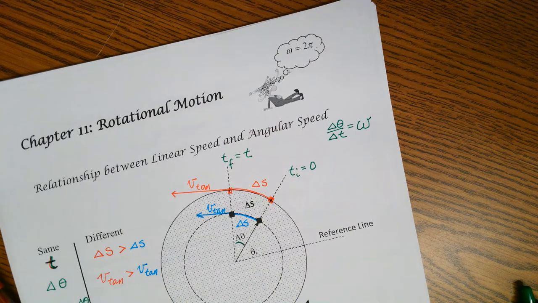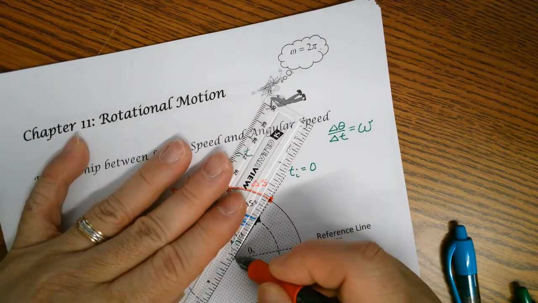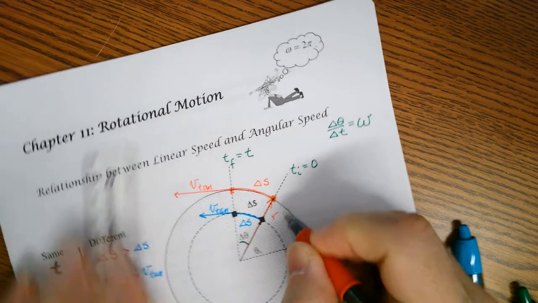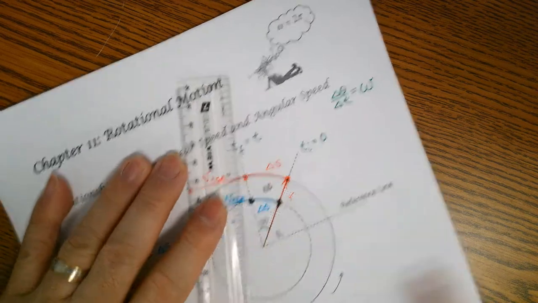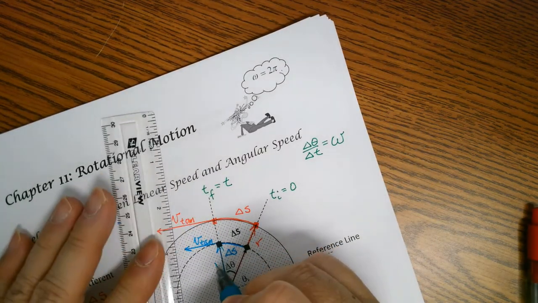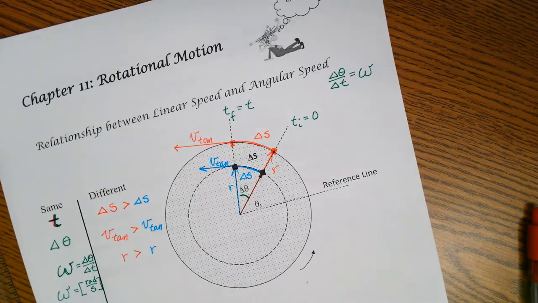And I guess we forgot to mention the most obvious one, right? Which is R. So if we had red R, it is definitely bigger than blue R. I mean, that's so obvious that we didn't even put that in there, but we should, I guess, right? The red R is definitely bigger than the blue R. So that's very obvious.